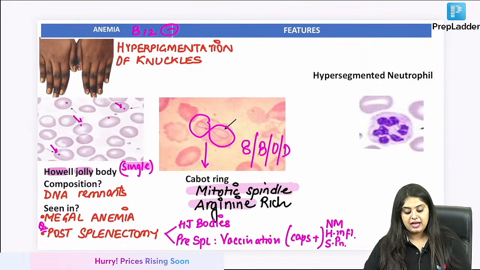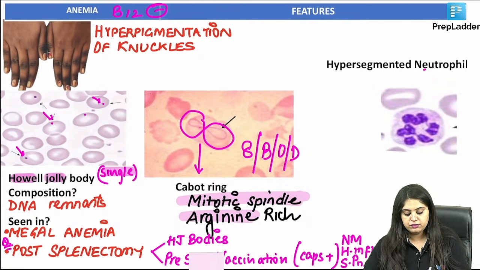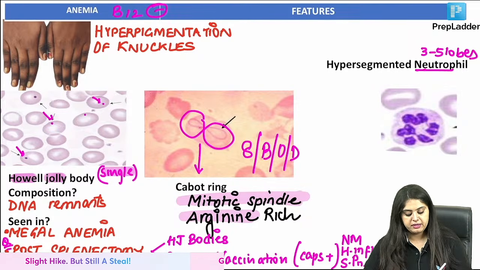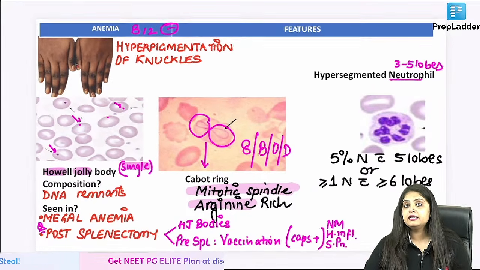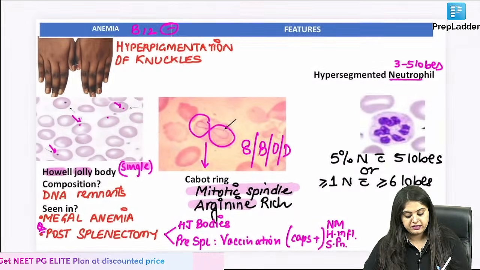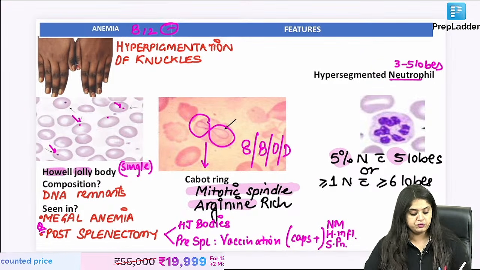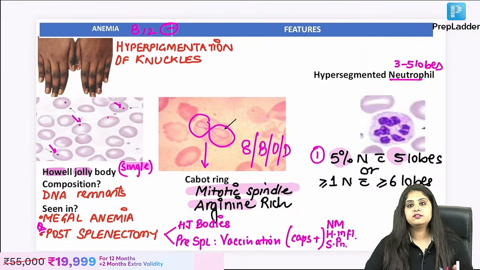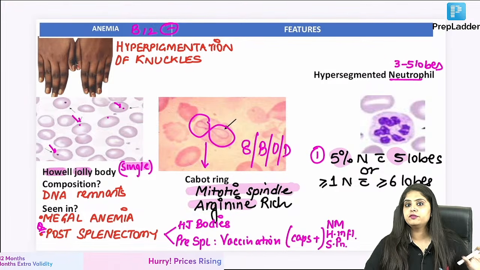Coming to the next, hypersegmented neutrophil. I've understood neutrophil. Normal neutrophil has how many lobes? 3 to 5 lobes. Hypersegmented will say that there is a criteria that I have to follow. Either 5% of the neutrophils are going to have 5 lobes. That is criteria number 1. If that is fulfilled, okay. 5% neutrophils, 5 lobes.